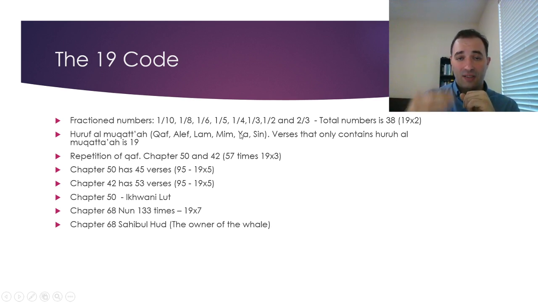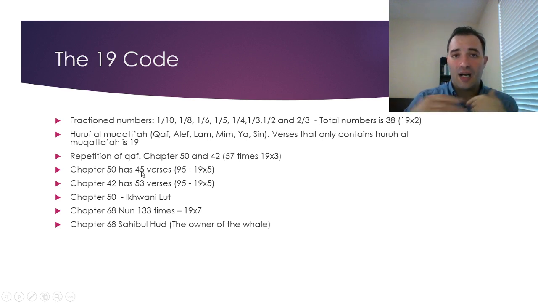In that chapter 50, there is a total of 58 Qaf letters in the chapter, which is 19 multiplied by 3. This chapter has 45 verses. Okay, 45 verses. 50 plus 45 is 95 as well.